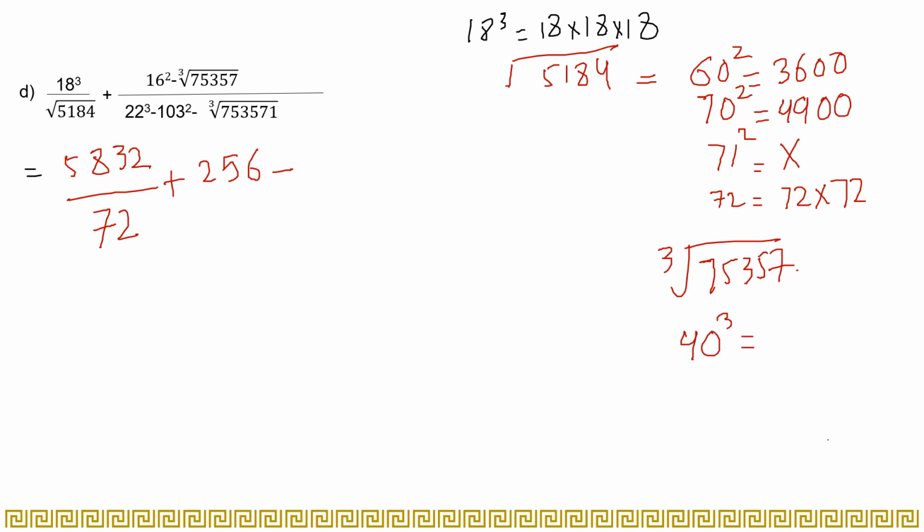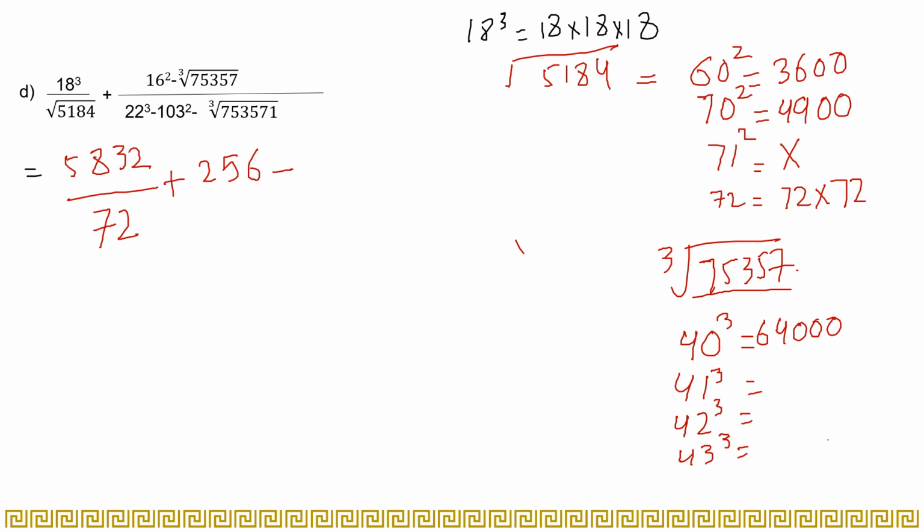you will get 64,000, right? You need to increase your number a little bit. It's nearer, but not actually there. You can try 41 cube, you can try 42 cube, you can try 43 cube, the number which has 7 in the end, right?